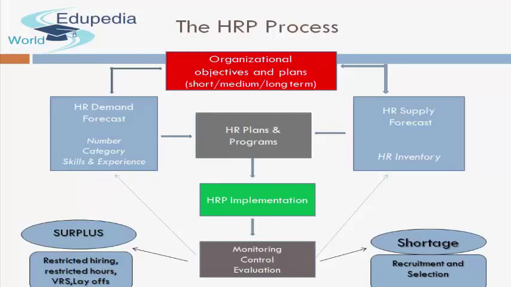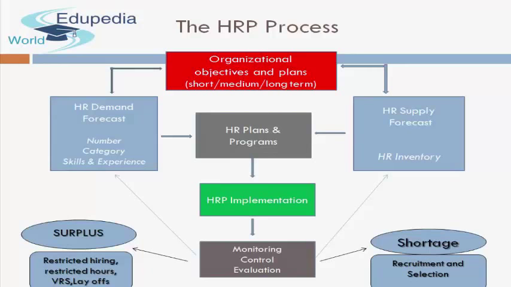And once it is implemented, what were the results? Was it right or was it wrong? Whatever forecasting was done by the HR, was it correct or incorrect? If it was correct, well and good. If something went wrong, then it is analyzed why it went wrong, and again a new HR plan is made and implemented.